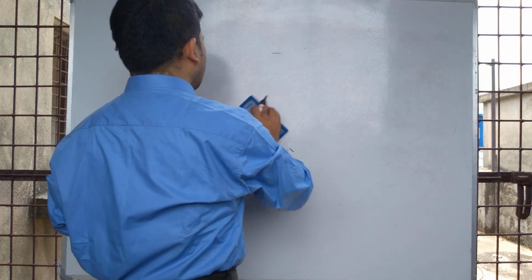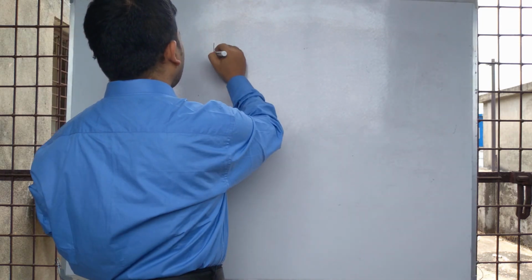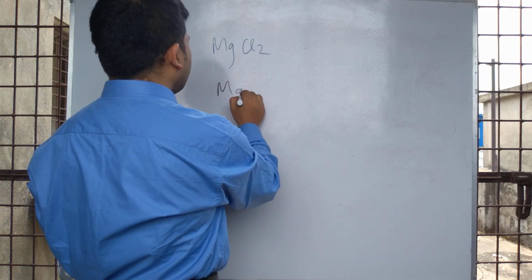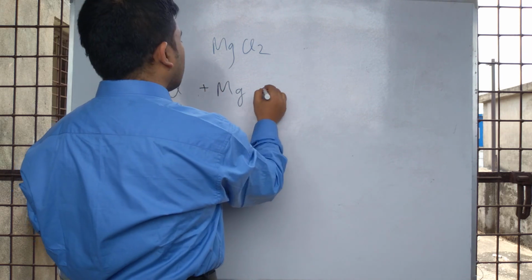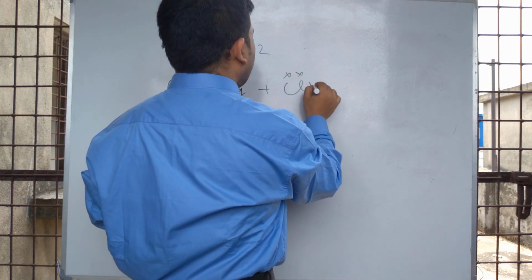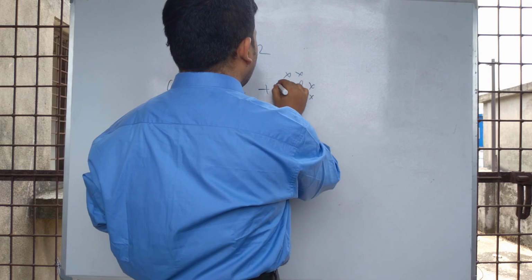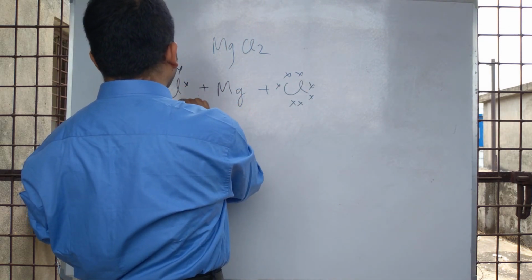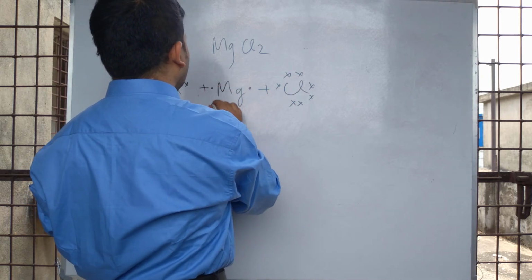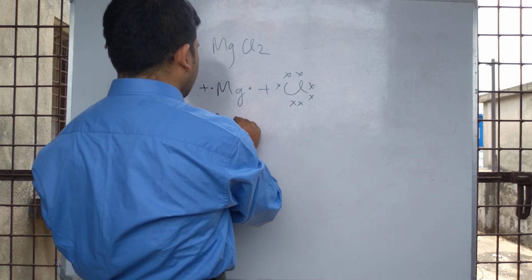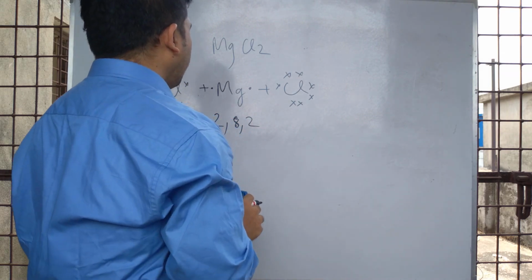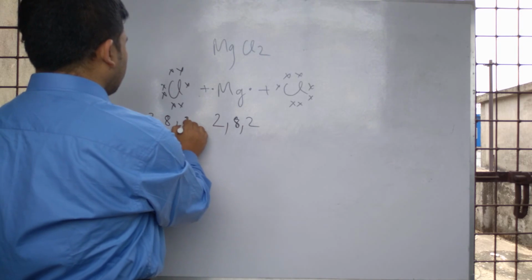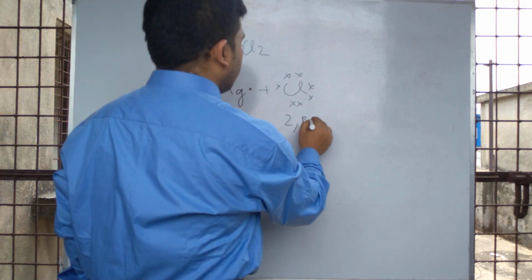And we take another example of MgCl2. For MgCl2 formation we see that each chlorine... the electronic configuration of magnesium is 2, 8, 2, that is 12 electrons, and for chlorine 2, 8, 7.